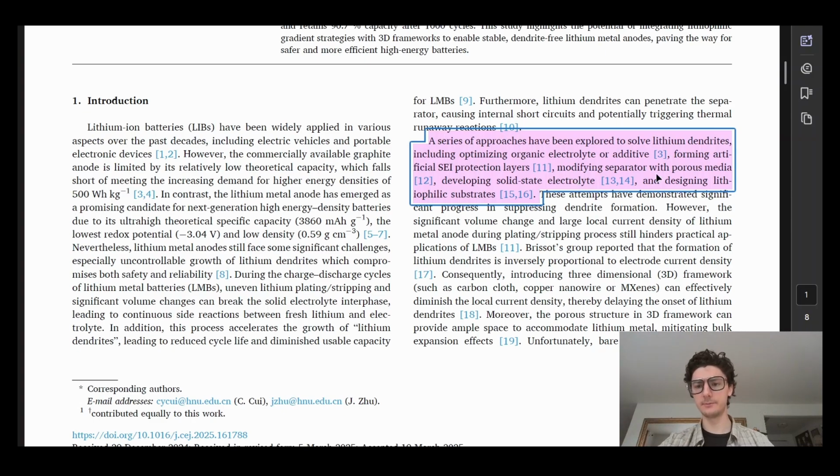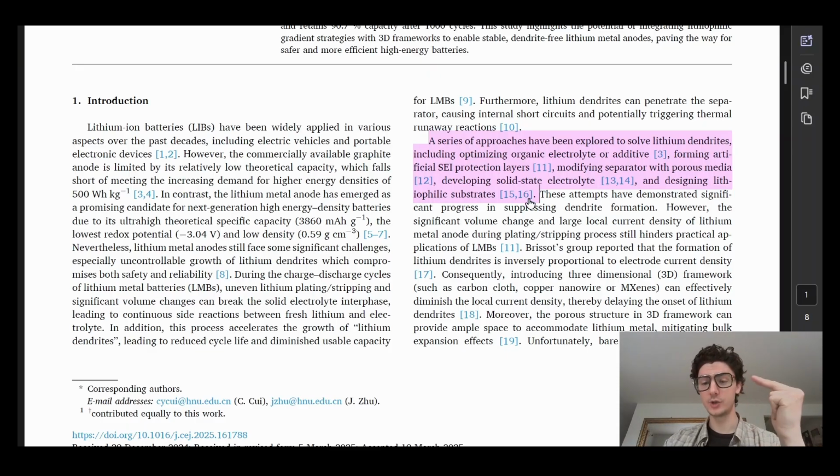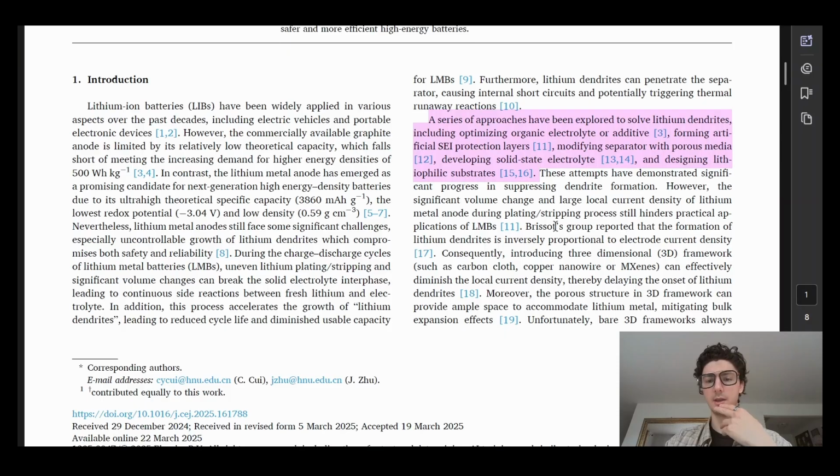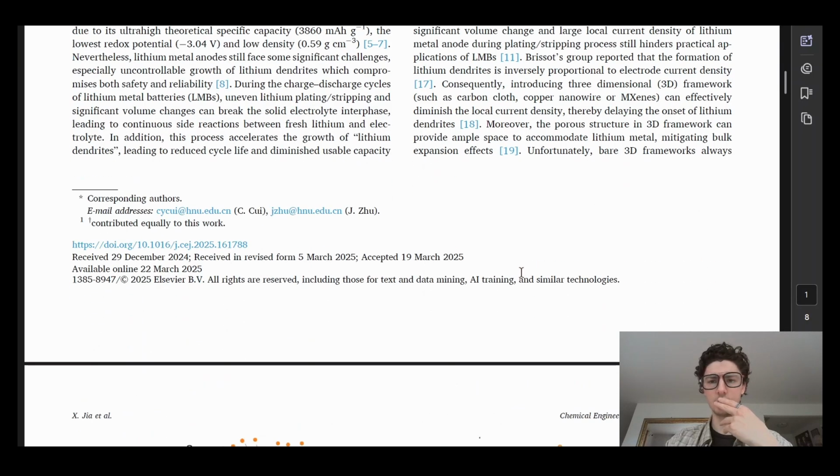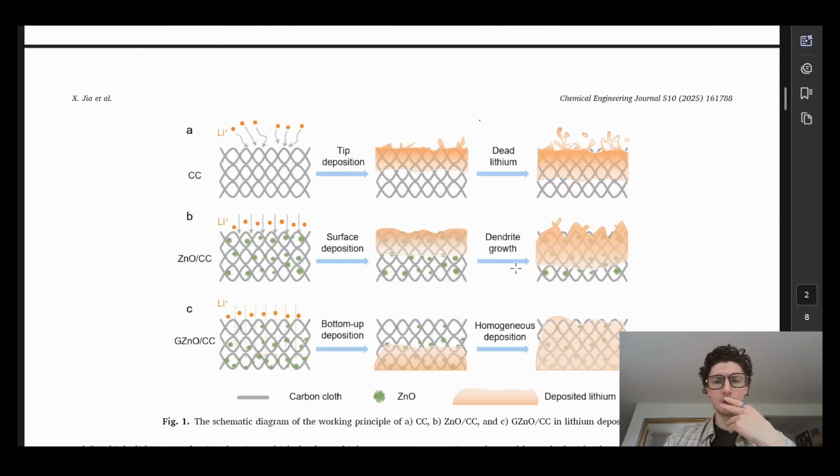But at the same time, this article is talking about lithophilic substrates and they list 15 and 16. So if you're specifically interested in this solution, you could take a look at these two articles, 15 and 16, and it gives you a bit of a pathway moving forward to read other articles and see what the hell's happening. Nice. So I'm not going to read this too much. I'm just going to zoom through.